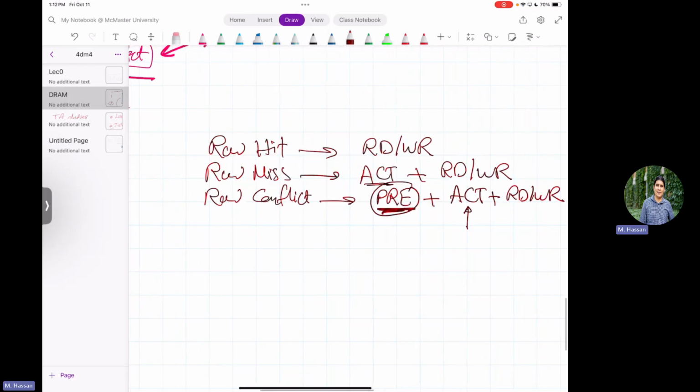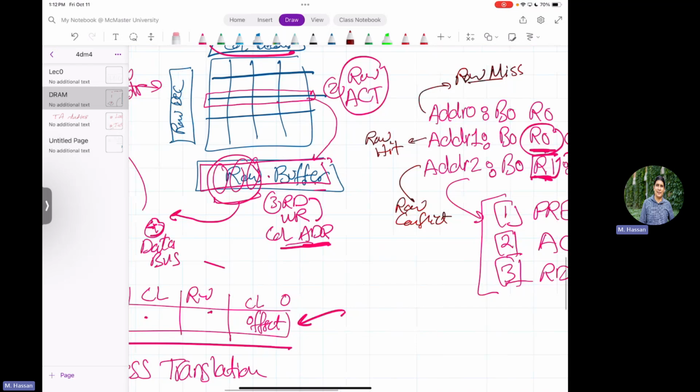Every bank here has a single row buffer. So if I want to do a pre-charge operation, I can just say bank 0, pre-charge your row buffer. It will go to the row buffer, copy the data from the row buffer, and put it in the DRAM cells back again.